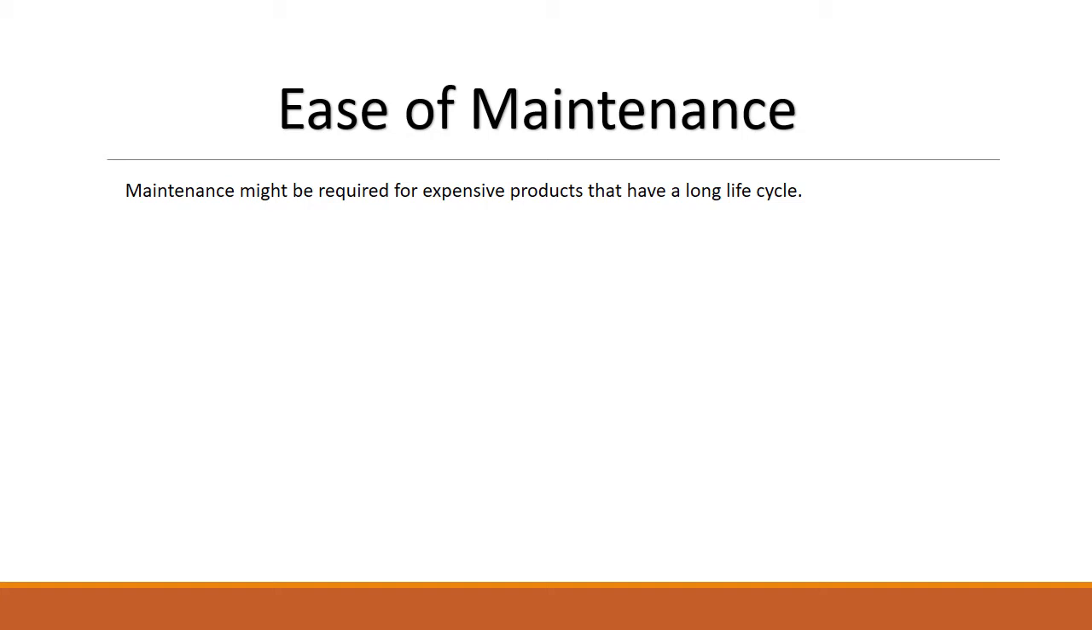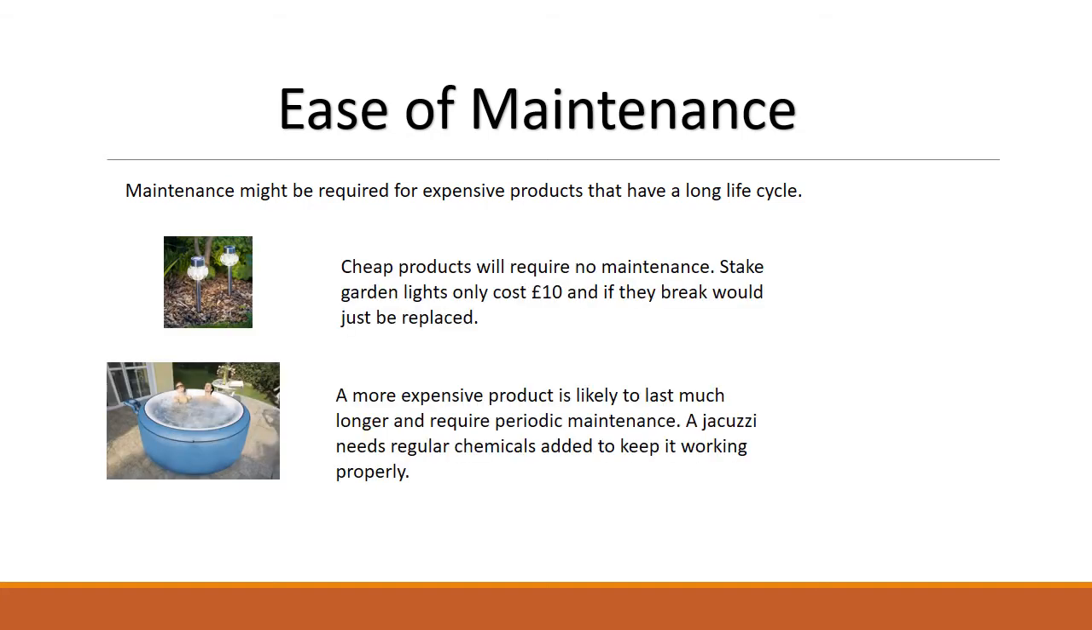Consider the following two examples: garden lights and a jacuzzi. The garden lights are cheap, they don't require maintenance. Faulty lights are merely replaced when they stop working. A jacuzzi, on the other hand, is clearly a much more expensive product. The consumer will need to maintain the quality of the water in the jacuzzi by adding chemicals on a regular basis. The cost and time invested in doing this needs to be considered as well.